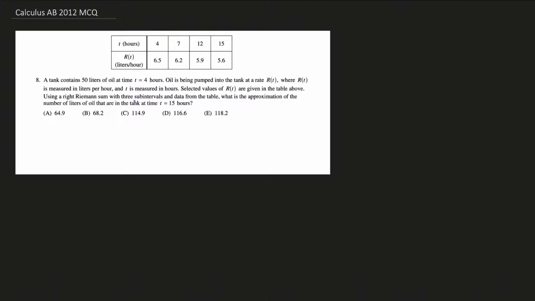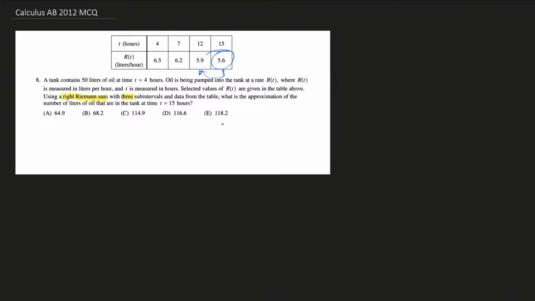Using a right Riemann sum with 3 subintervals and data from the table, what is the approximation of the number of liters of oil that are in the tank at time t equals 15 hours? The most important point is they want a right Riemann sum with 3 subintervals. So I always start at the right if it's a right Riemann sum, and at the left if it's a left. So here we pick this as my endpoint, so I'm going to take 5.6.